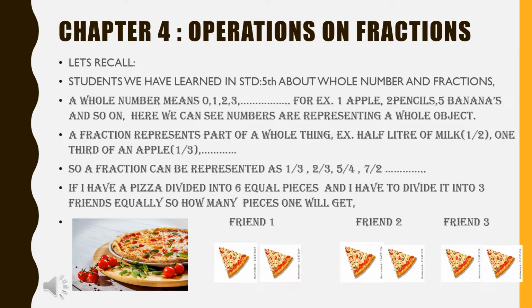Now see the next topic. A fraction represents part of a whole thing. For example, if I say half a liter of milk, one third of an apple. So here we can see that I am talking about a part of the whole, right? So a fraction can be represented as 1 upon 3, 2 upon 3, 5 by 4, 7 by 2, etc. So these are just examples where these numbers are representing a part of a thing, right?